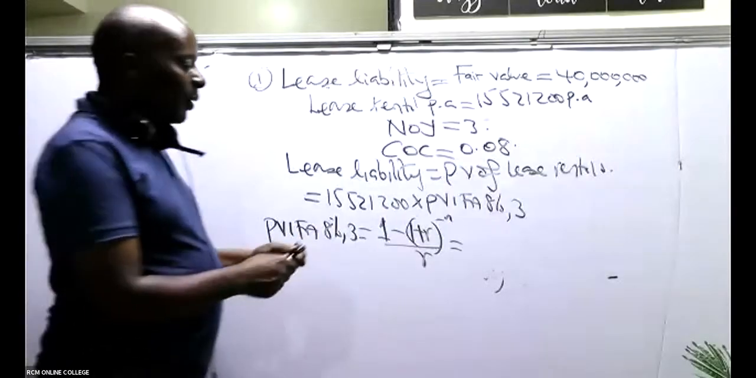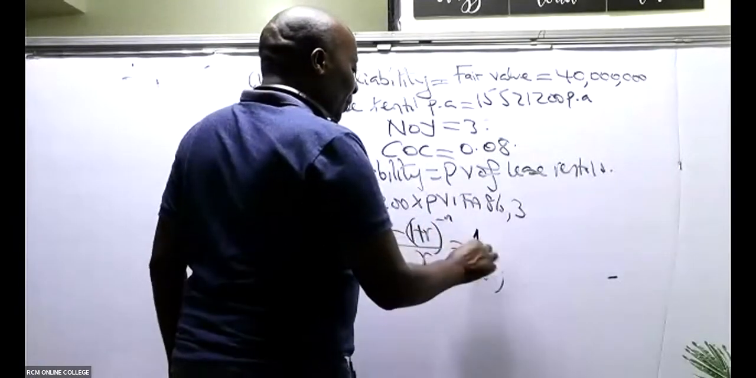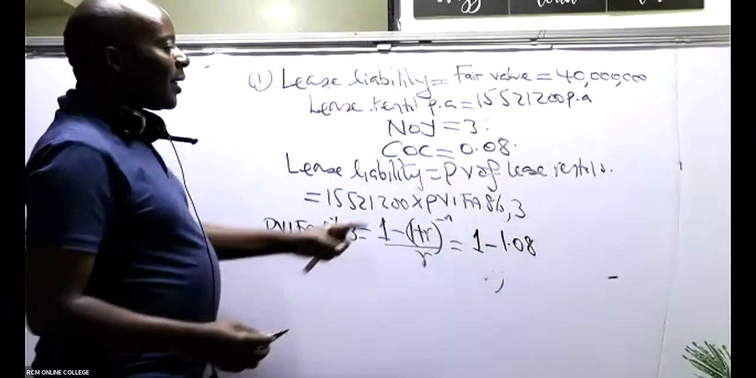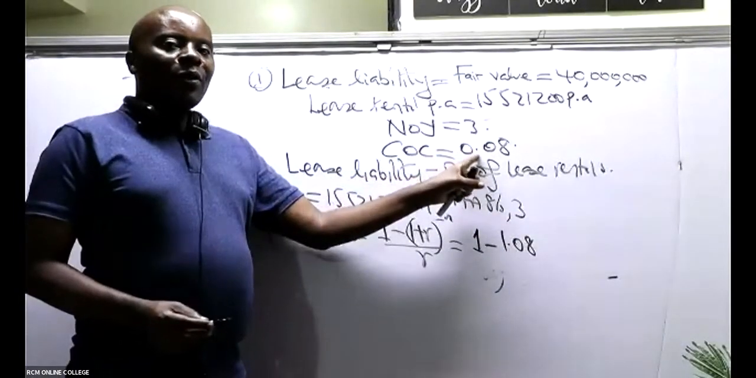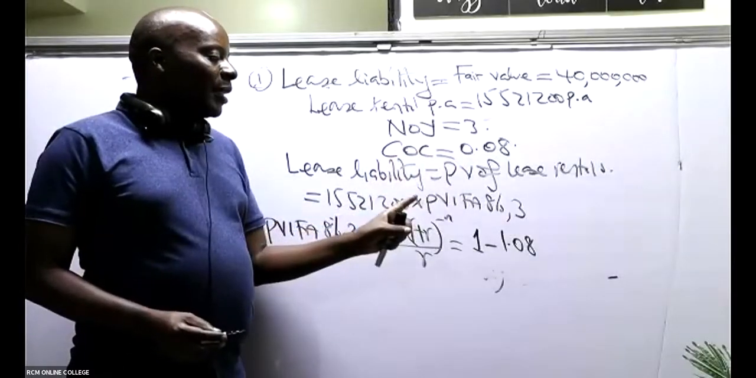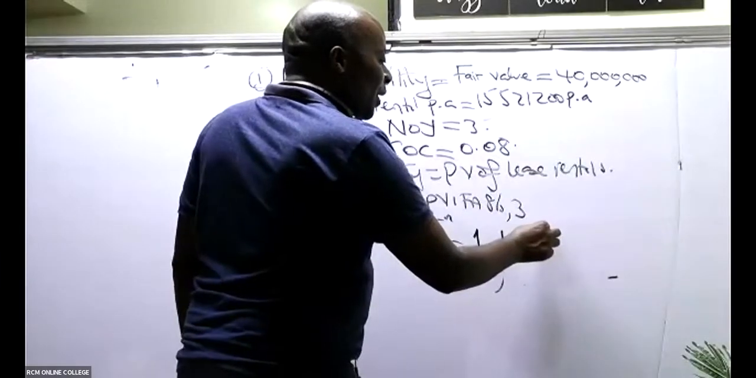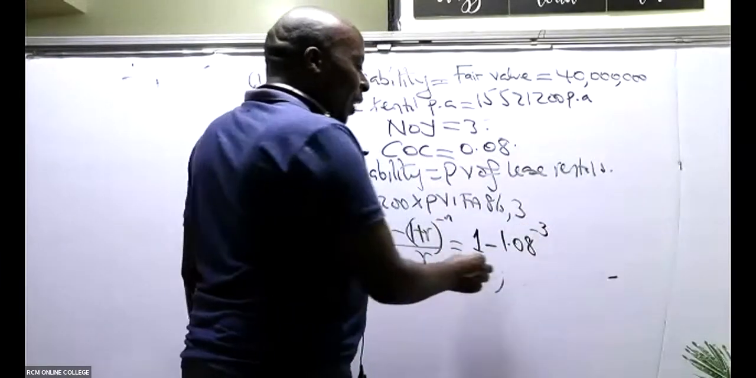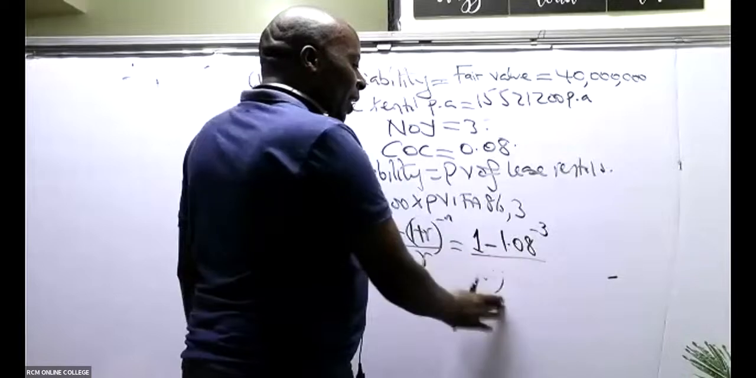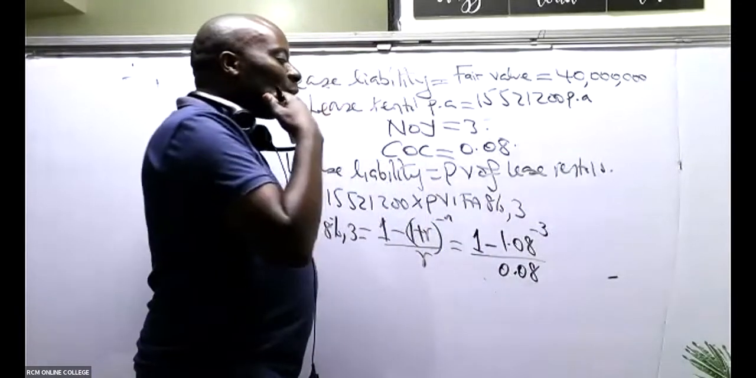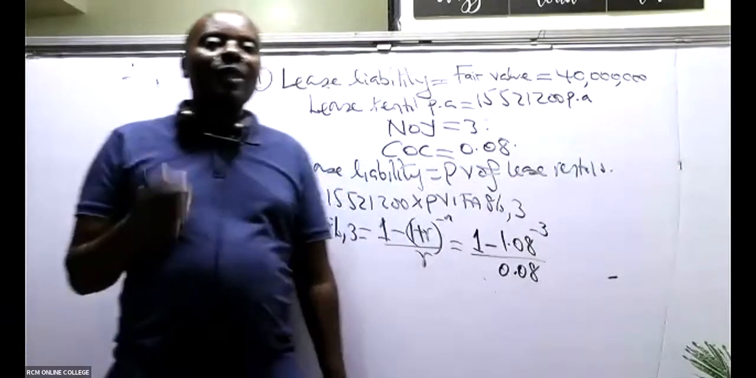So then this one here will be 1 minus 1.08, because I know R is 8%. You see, 1 plus 0.08 is the same as 1.08 raised to negative n. So in this case, our n is 3 years. And then you divide this by R, which will be 0.08.